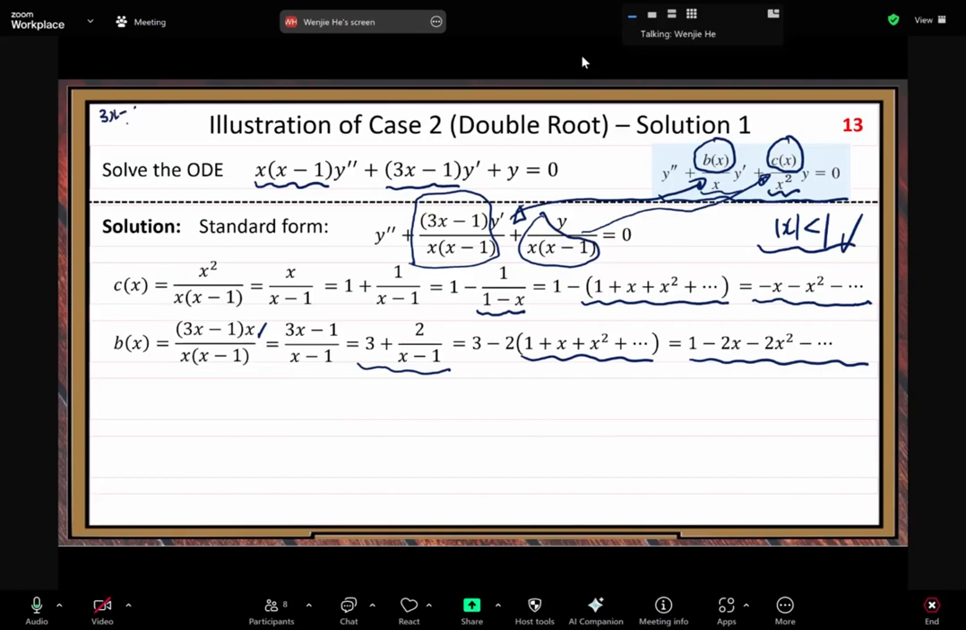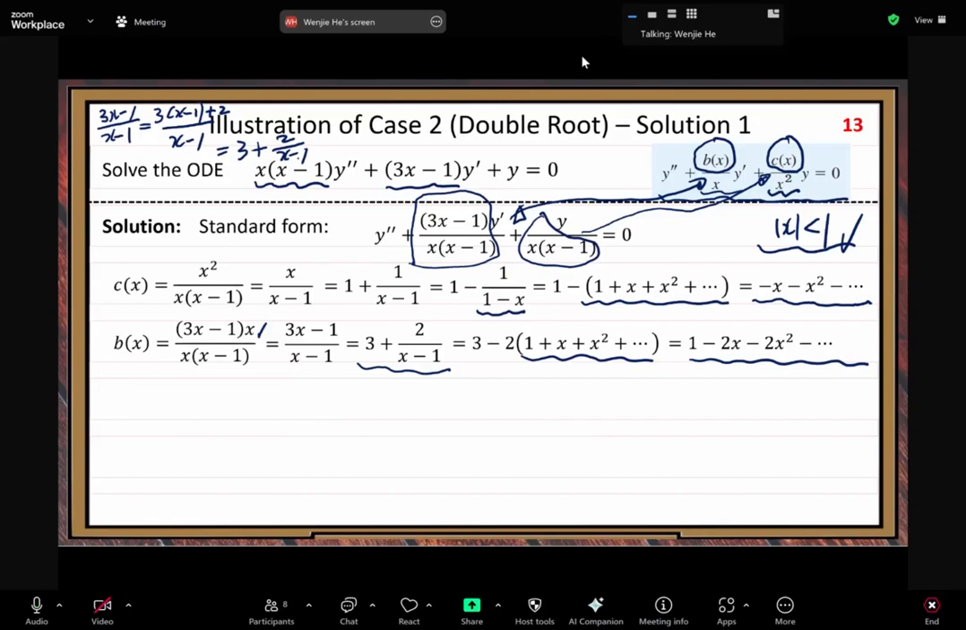3x minus 1 over x minus 1. You do long division. You know how to do long division, right? 3 times x minus 1, you need plus 2 over x minus 1. 3 times x, then you have 3 plus 2 over x minus 1. On your scratch paper, you can do long division. That kind of algebraic operation. All right, so let's move to the next step.